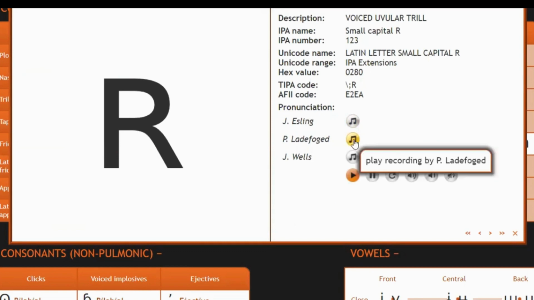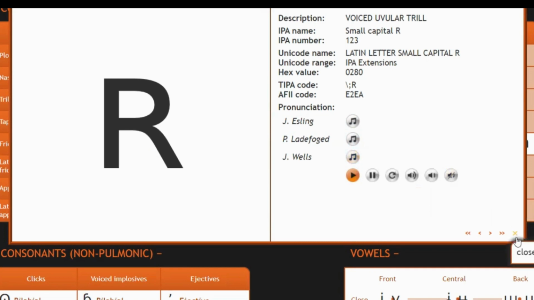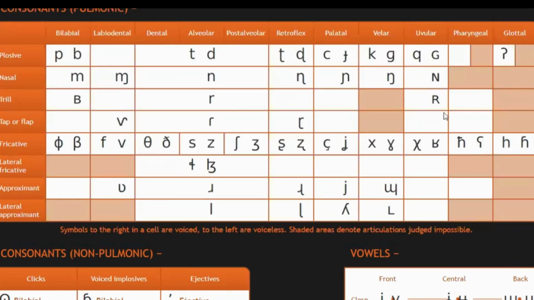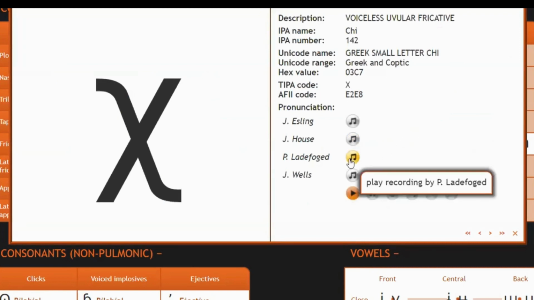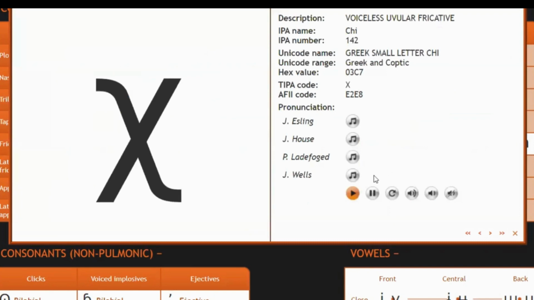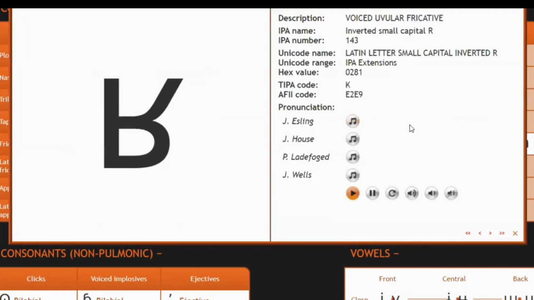Next, we have the uvular trill. Ra, ra. And lastly, for the uvulars, we have the uvular fricatives. Ha, ha. And the voiced. Ra, ra.